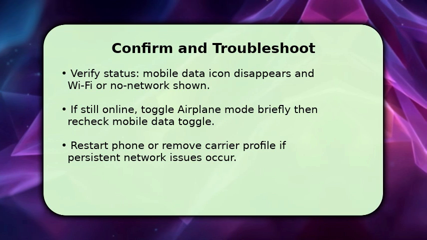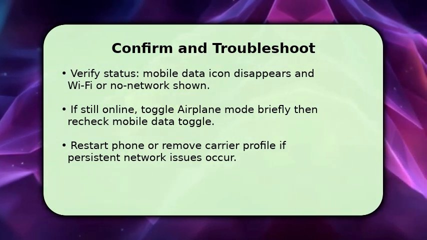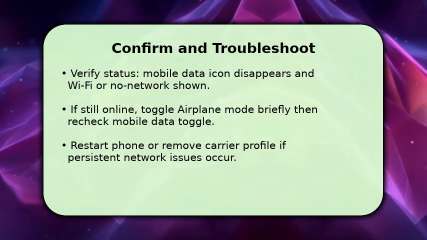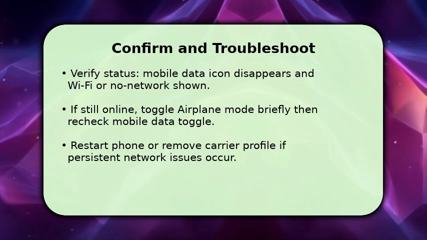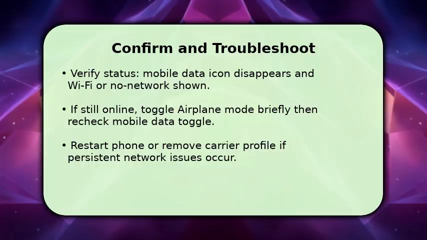If problems persist, restart the phone. If that fails, check for carrier profile locks or contact your carrier. This step ensures you understand both the how and why of the shutdown and gives a single troubleshooting tip to resolve most issues.